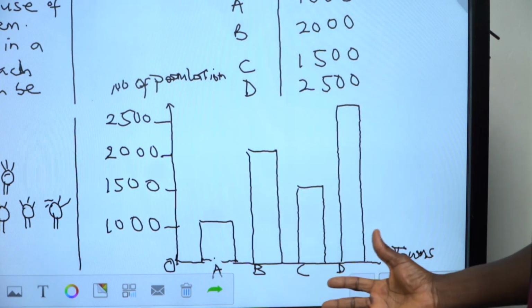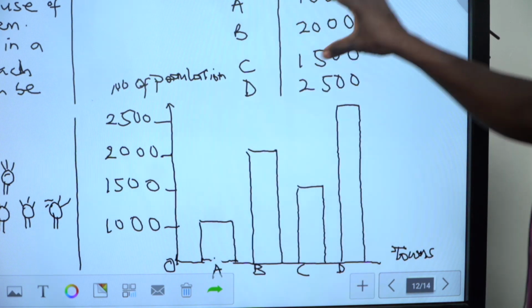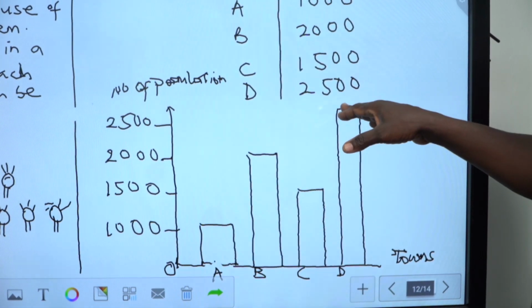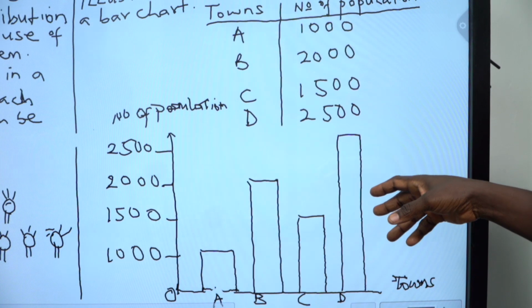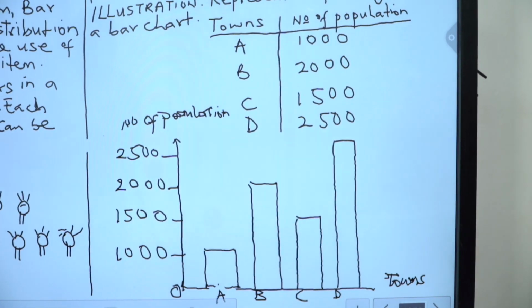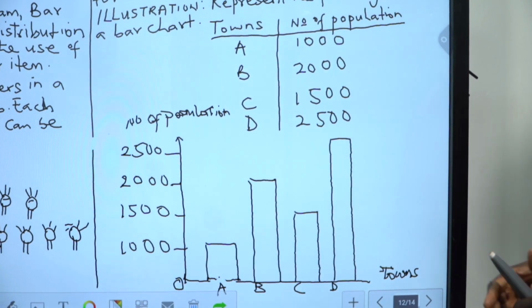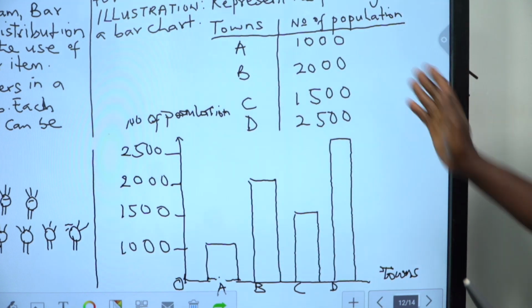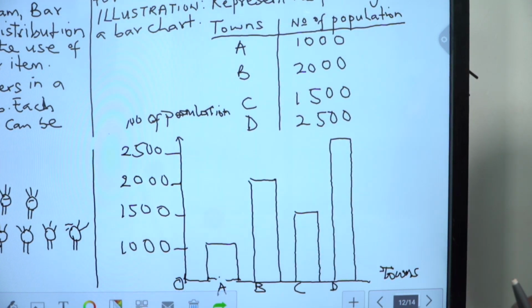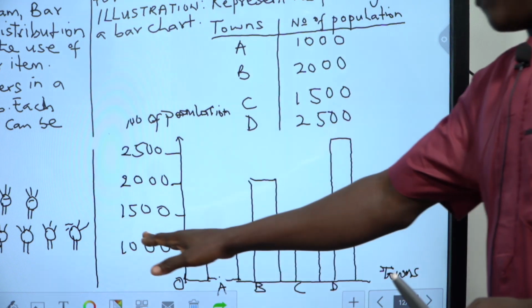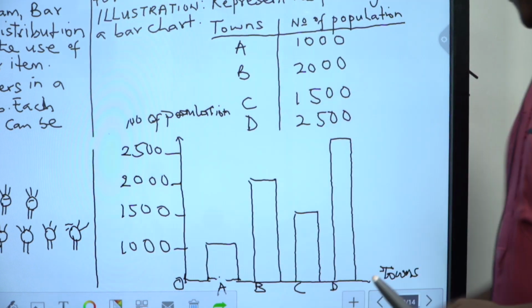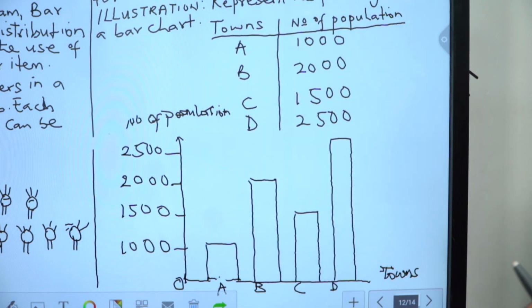If you look at the bar chart here, I now put the numbers 1,000, 1,500, 2,000, and 2,500. But in my table, you can see that 2,000 comes before 1,500. In arrangement, you see that 1,500 is smaller than 2,000, which means if you want to arrange the numbers, you will arrange them in ascending order. That's why I have 1,000, 1,500, 2,000, 2,500. And I now have A, B, C.